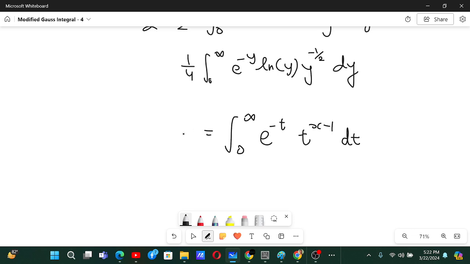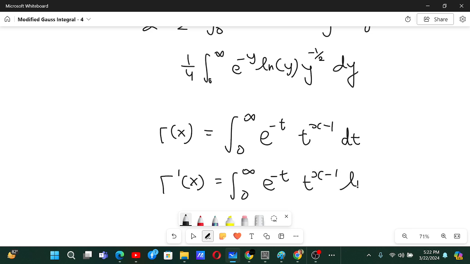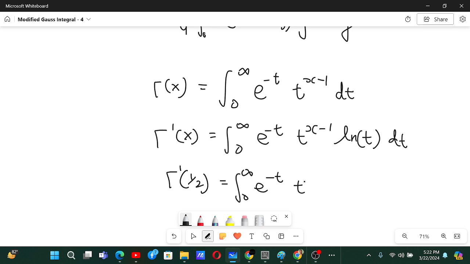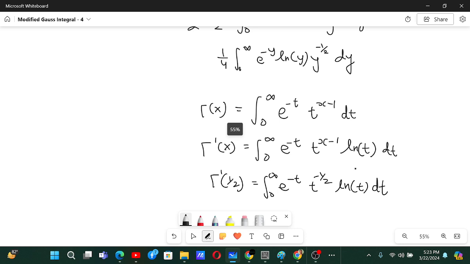This one is the gamma function. Now if we differentiate this gamma function with respect to x, the differentiation will go inside the integral, because the integral is in the world of t, and here that will be a partial derivative with respect to x, which gives us the integral from 0 to infinity of e to the power minus t, t to the power x minus 1 times ln of t, because t is a constant when differentiating with respect to x. Now if you substitute x as 1 by 2, you get the integral from 0 to infinity of e to the power minus t, t to the power minus 1 by 2 ln of t dt, and this is exactly the integral that we want, isn't it?